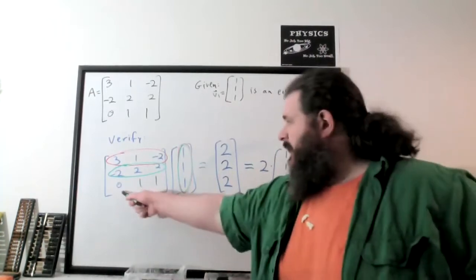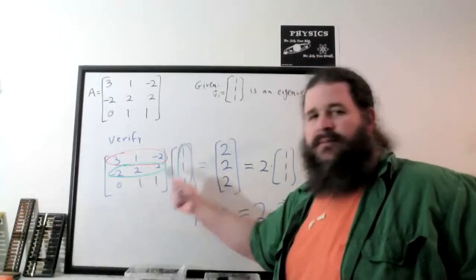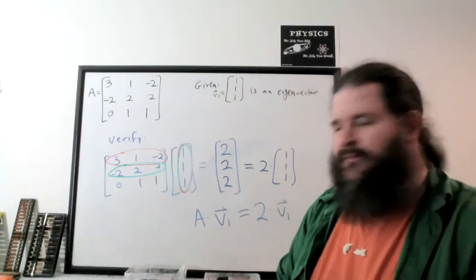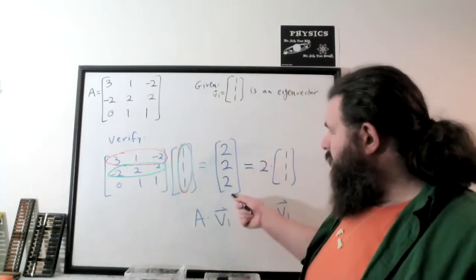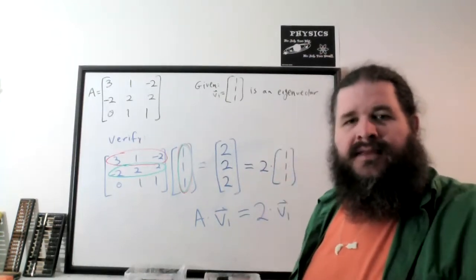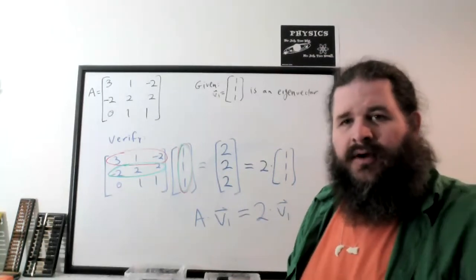And then lastly, combine the last row and the column. 0 times 1 plus 1 times 1 plus 1 times 1. That's 0 plus 1 plus 1, which is, again, 2. So the output is just 2 times the input. And that's, again, what it means to be an eigenvector: the output is a scalar times the original input.